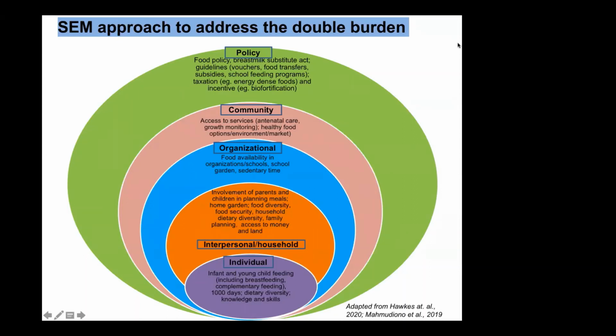At the community level, there is access to services, like pregnancy care services. In the pregnancy care services in developing countries, they don't only provide you the capsules, the iron tablets, but they also provide counseling on nutrition and what to do, like what foods to eat, and after-delivery care. And the other is growth monitoring. All these different countries have growth monitoring programs, in which they record the weight of the child.